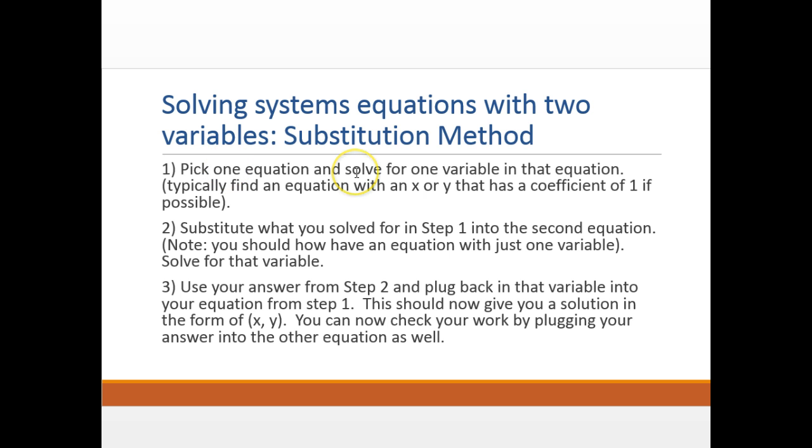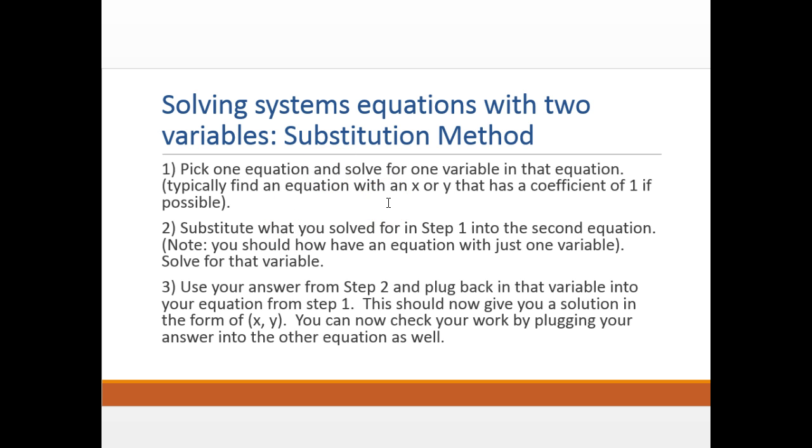In the substitution method, you're basically going to pick one equation and solve for one of the variables. So you're going to have an equation with an x and a y, and you're going to solve for either the x or the y. A general rule of thumb is to look for an equation that has either x or y with a coefficient of 1, because those are the easiest ones to solve for.